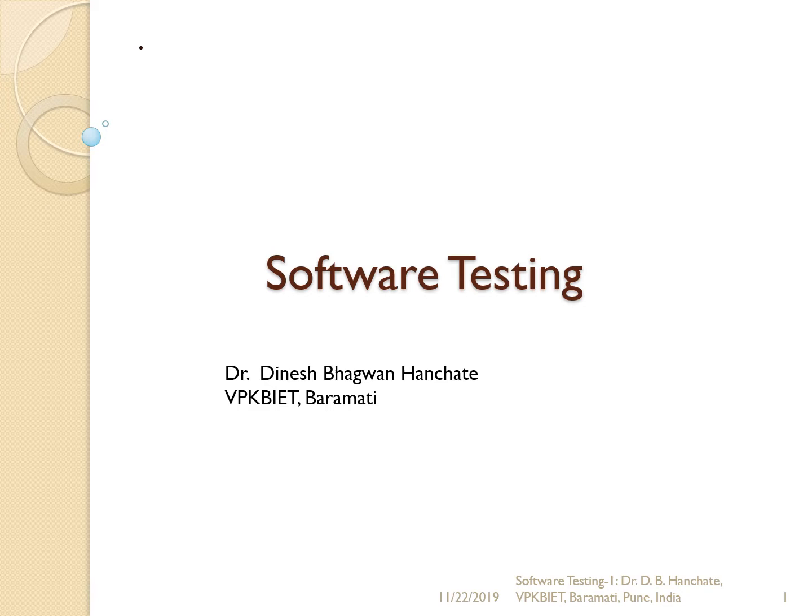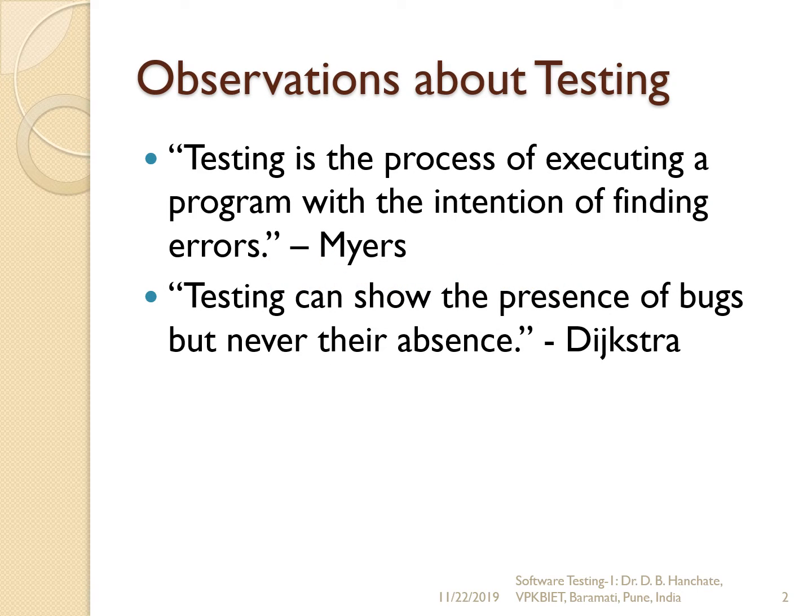We are going to learn today what software testing is. Again, we will see some observations about testing. Testing is the process of executing a program with the intention of finding errors. That has been said by Myers. And testing can show the presence of bugs, but never their absence. These are the observations about testing by the two scientists.